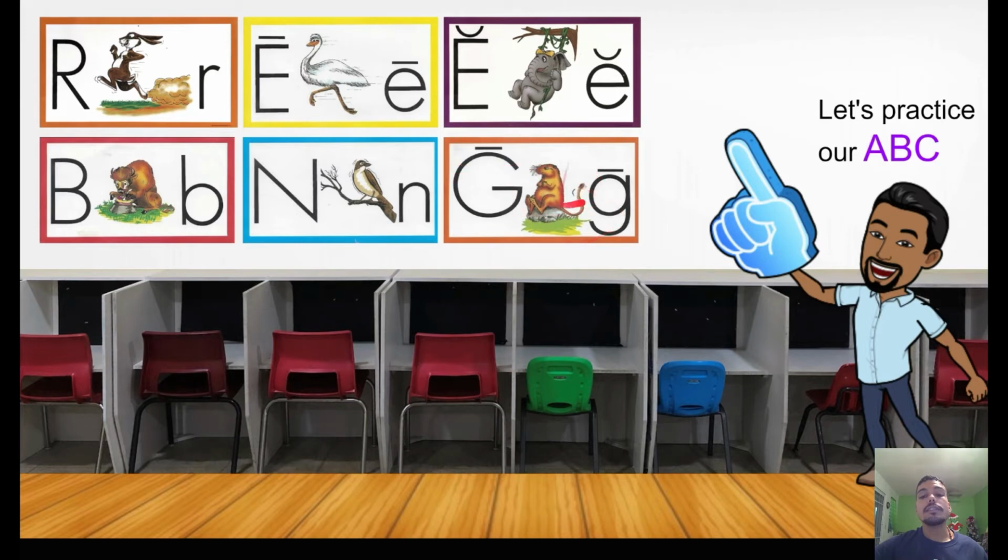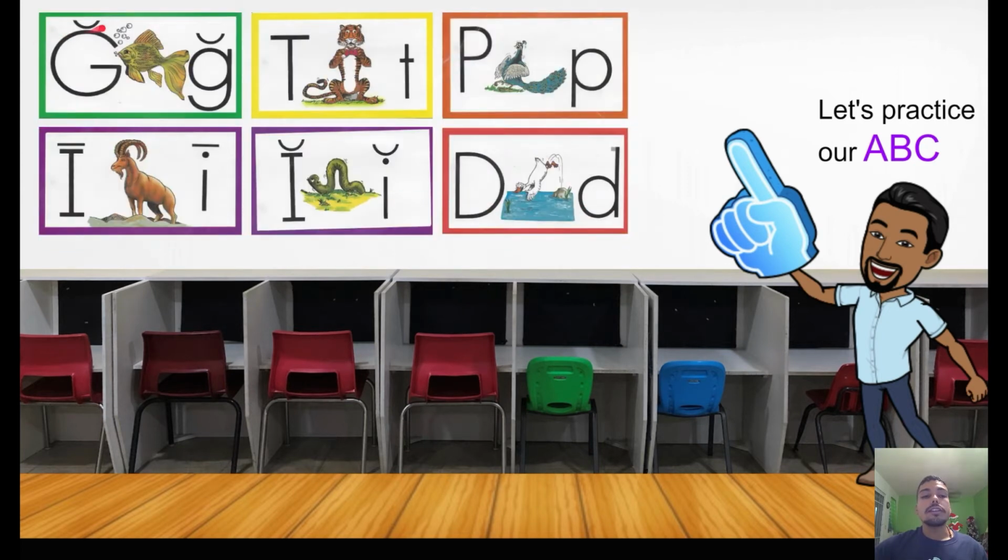Okay, the next friend here, its name is gerbil. And gerbil has a letter that sounds j. So the letter G with the line on top, it's going to sound j. Very good. The next friend here, its name is goldfish. And goldfish has a letter that sounds g. So when you see the letter G with the U on top, it's going to sound g.